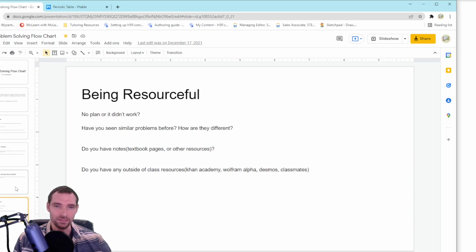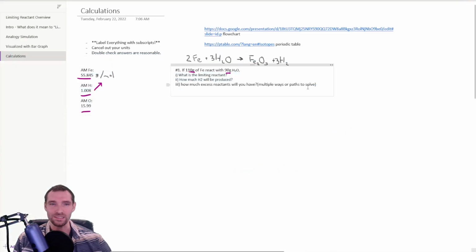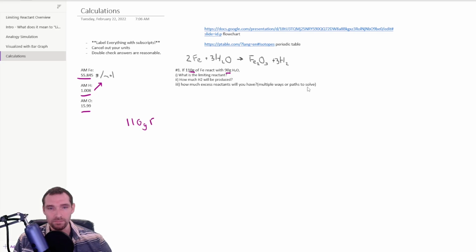And there are other ways to solve this. You can work through it a little bit differently, like a longer path to get to something. You can do that in theory. So if we're asked what is the limiting reactant, I typically just try and see how much of product I can make from a given reactant. So I know the 110 grams of the iron, that's going to be pretty easy for me to turn into moles.